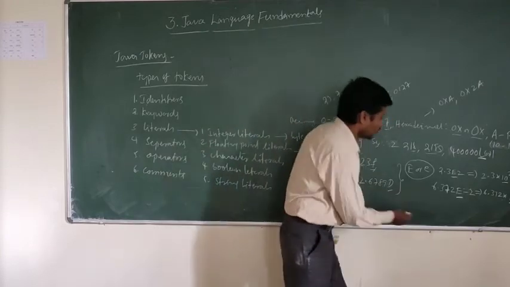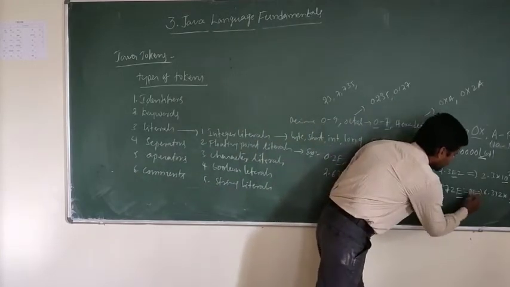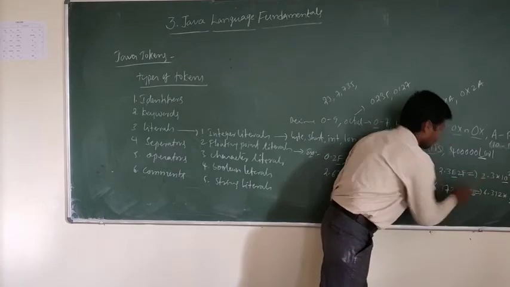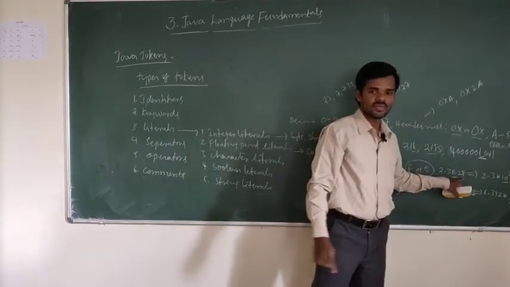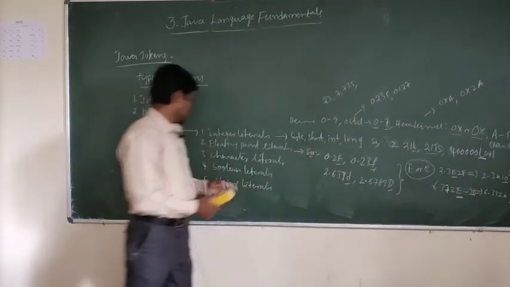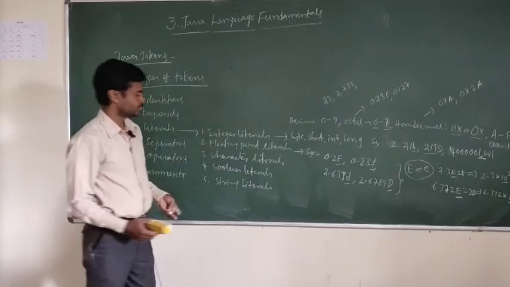So even here, if you want to define D for double, F for float, you can give the suffix value. So these are floating point literals.